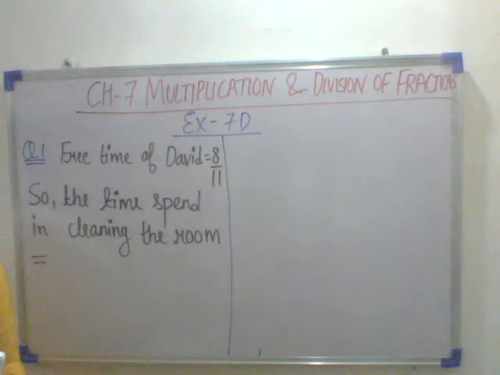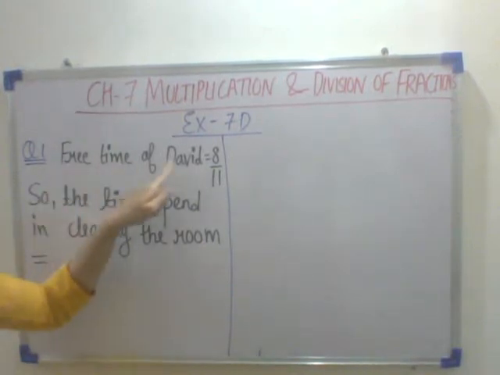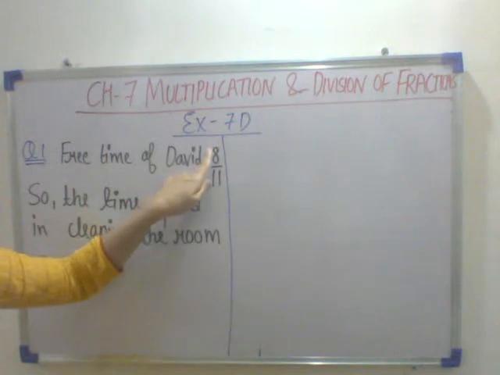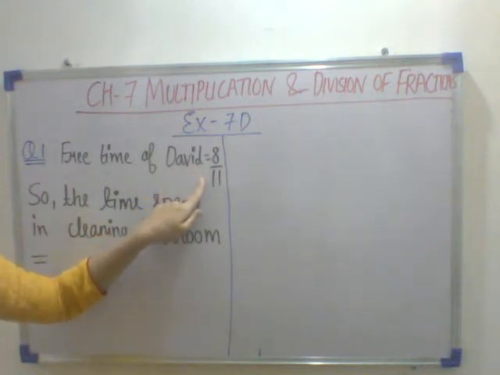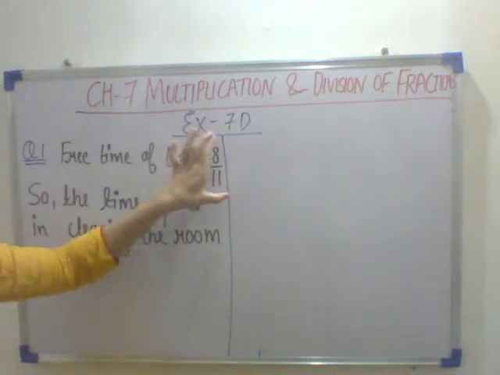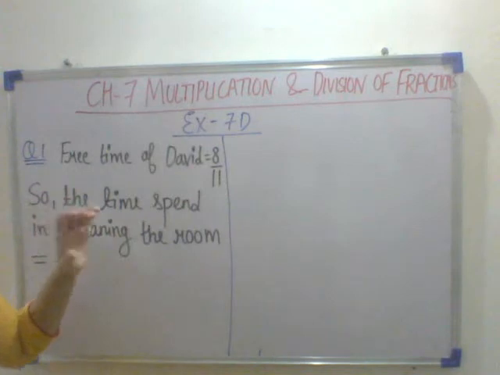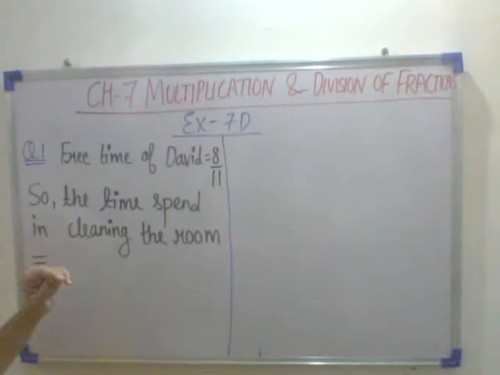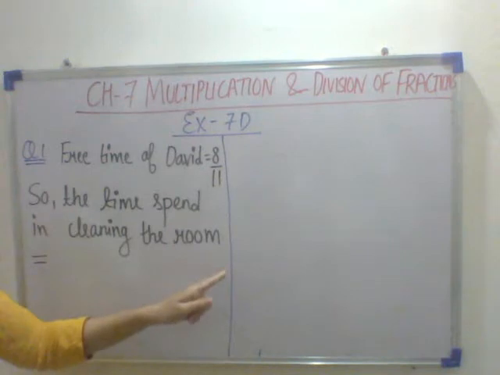What is given in the question? David had 8 by 11 hours of free time. So free time of David, it is given in the question. It is 8 upon 11 hours. He spent 3/4 of his free time cleaning his room. David spent total free time available is 8 upon 11, and David spent 3 upon 4 hours in cleaning room. So we have to find the time spent in cleaning the room.